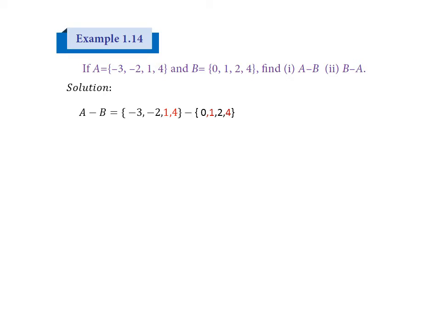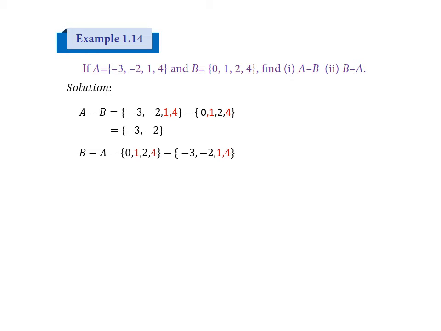So I have differentiated the colors, that common elements. A minus B means you have to check the elements. Minus 3 is not in B, so you have to write. Minus 2 also is not in B, so you have to write. 1 is also there in B, so we should not write. That common element will not come. So we are leaving the elements of B in A, that is A minus B. So minus 3, minus 2 only will come.